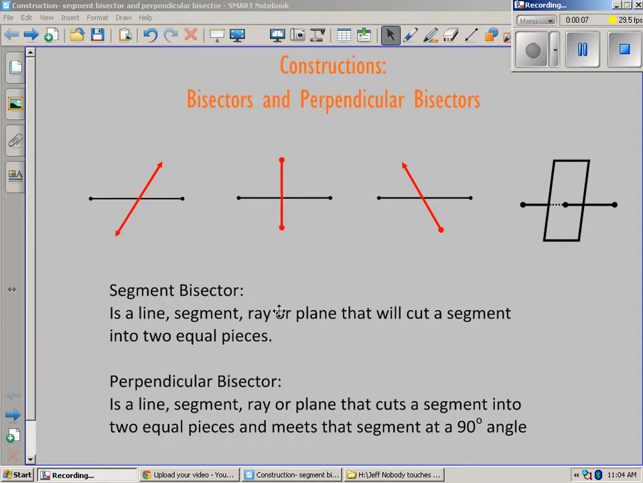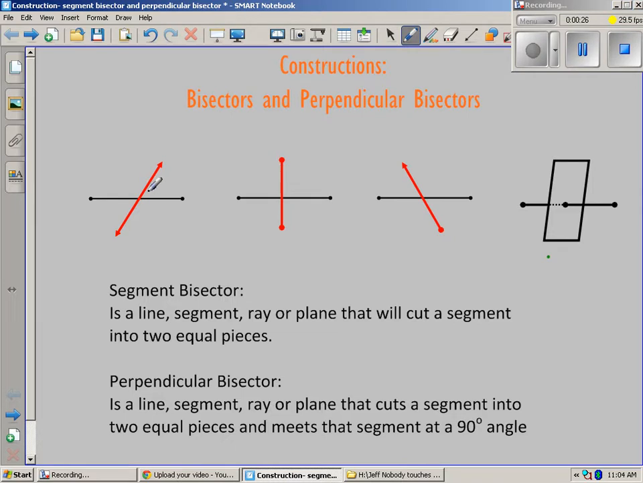And so the first thing that I thought we would do is define what a segment bisector is. It is something that cuts a segment into two equal pieces. And so I have here it could be a line, a segment, a ray, or a plane that will cut a segment into two equal pieces. And so I have some drawings up here that kind of represent that.